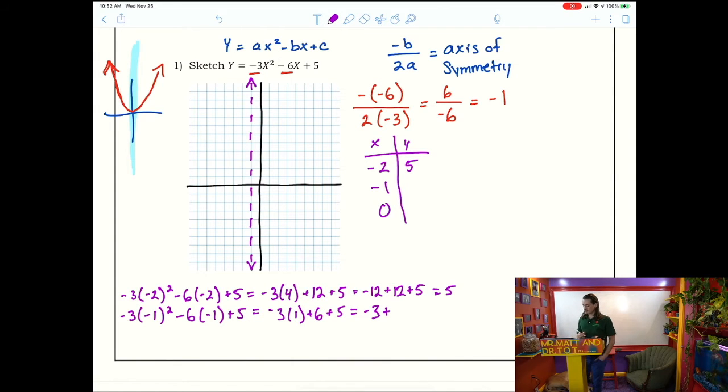6 plus 5 is 11. 11 minus 3 is going to be +8. So when x is equal to -1, y is equal to +8.